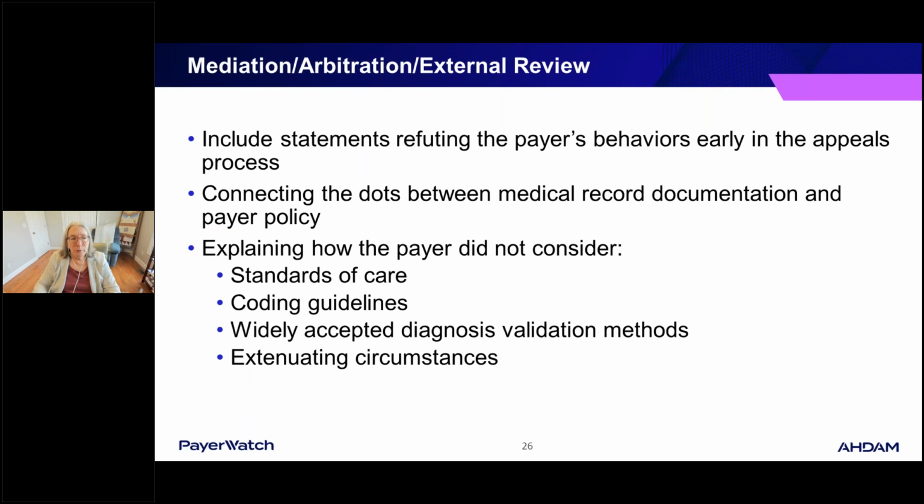Same for if you're going to mediation, arbitration, external review agencies. Include statements that refute the payer's behaviors early in the appeals process. So you've already established that there's a pattern from this payer of not doing fair reviews, if that's a pattern for that particular payer. And then the other things are kind of the same as if you're going to administrative law judge: connecting the dots between the medical record and the payer policy, and explaining if the payer didn't consider the gold standards of what we consider when we're supporting documentation for payment of claims.